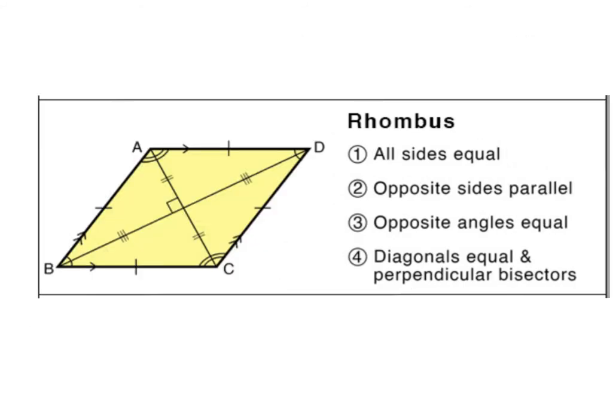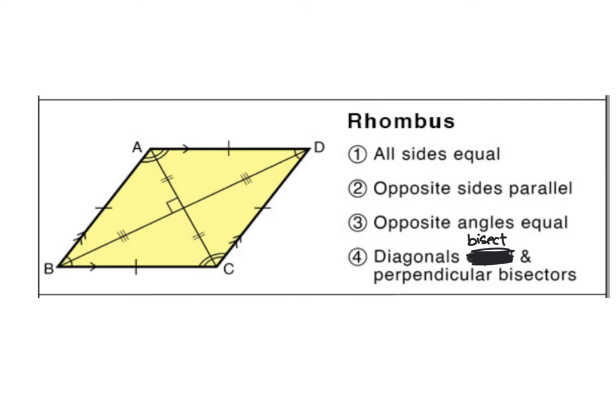Rhombus. So rhombus has all the things for a parallelogram. Sides are equal, opposite sides are parallel. Opposite angles are equal, supplementary angles for consecutive, etc. Diagonals, in this case, are perpendicular bisectors, and it says equal. They are not equal. Why does that say equal? Your diagonals do bisect, right? They bisect each other, but they bisect specifically at a 90-degree angle, all right?